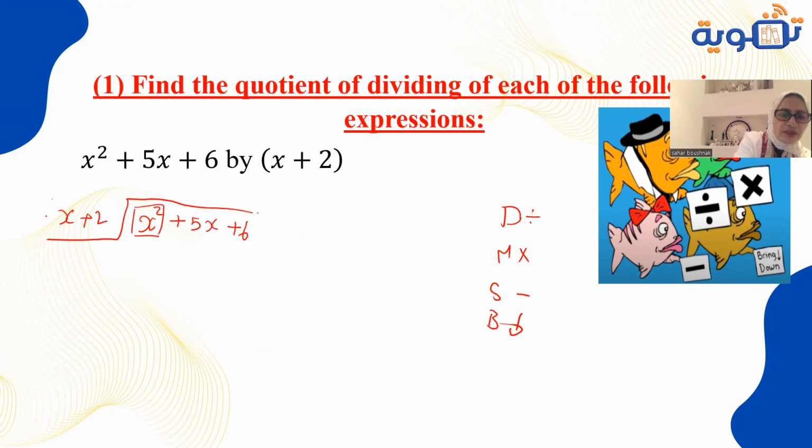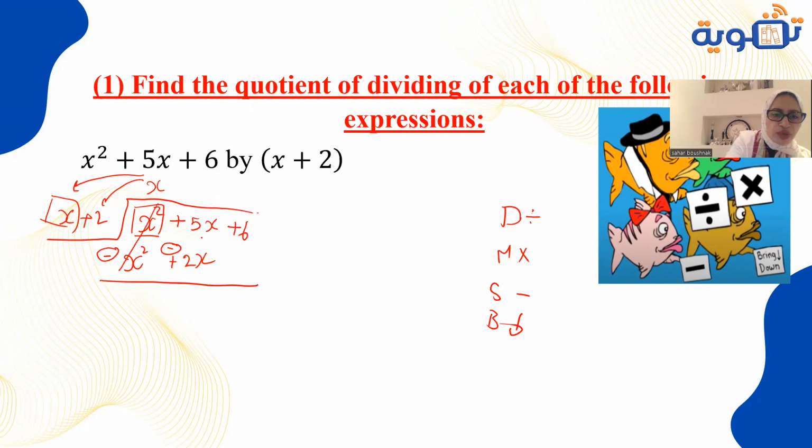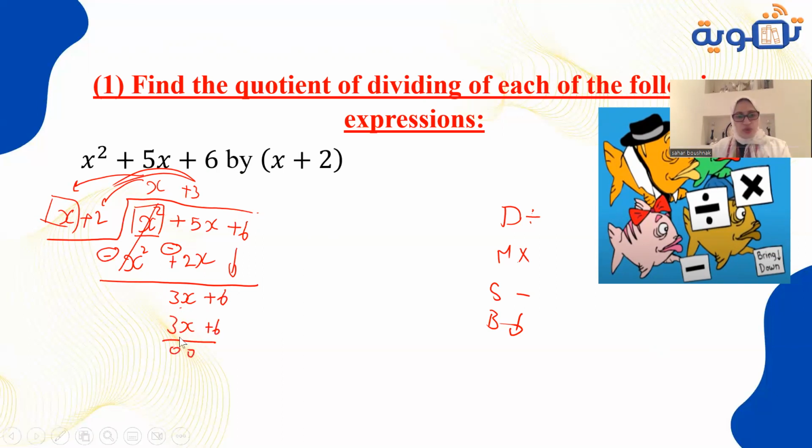First, I must divide the first with first. So x power 2 divided by x gives me x. Then I'll multiply x by x plus 2. x times x equals x power 2, then x multiplied by positive 2 is positive 2x. Because I will make subtraction, I need to change the sign. This will be 0. I will not write it. 5 minus 2 will be 3x. And my brother will bring down the positive 6. 3x divided by x will be 3. Then again multiply. It will be 3x plus 6, which gives 0 in the end. So easy. Dad, mom, sister, brother.